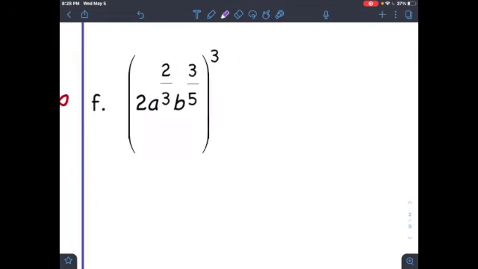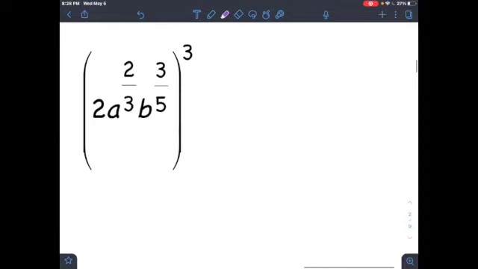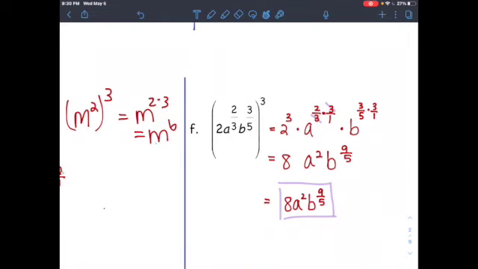Letter F is now every single term has to be distributed. Stop the video, you guys give it a try. For letter F, we have 2 to the third power. I write it out for you right here. And then we have a to the 2/3 times 3 over 1, multiply them together.